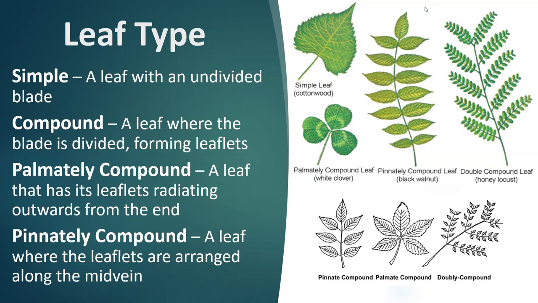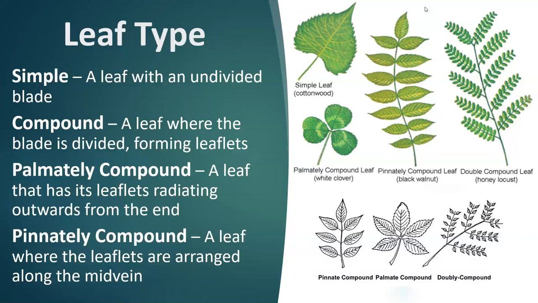The first is going to be a simple leaf. So this is the leaf that most people are familiar with. If you're familiar with a maple tree, an oak tree, those are all simple leaves. Then we have this other classification of what we call compound leaves. So compound leaves are essentially where the leaf blade is divided, and that forms leaflets.